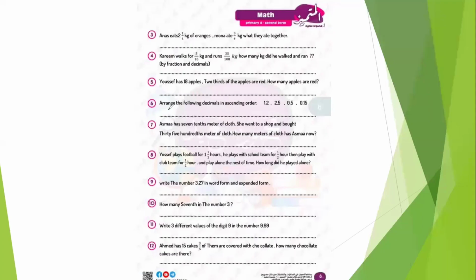6. Arrange the following decimals in ascending order. When I compare, this is 1.2, 2.5, 0.5, 0.15. In this number, we have 2 digits in the decimal place. So I have to make this 2 digits and this 2 digits and this 2 digits.